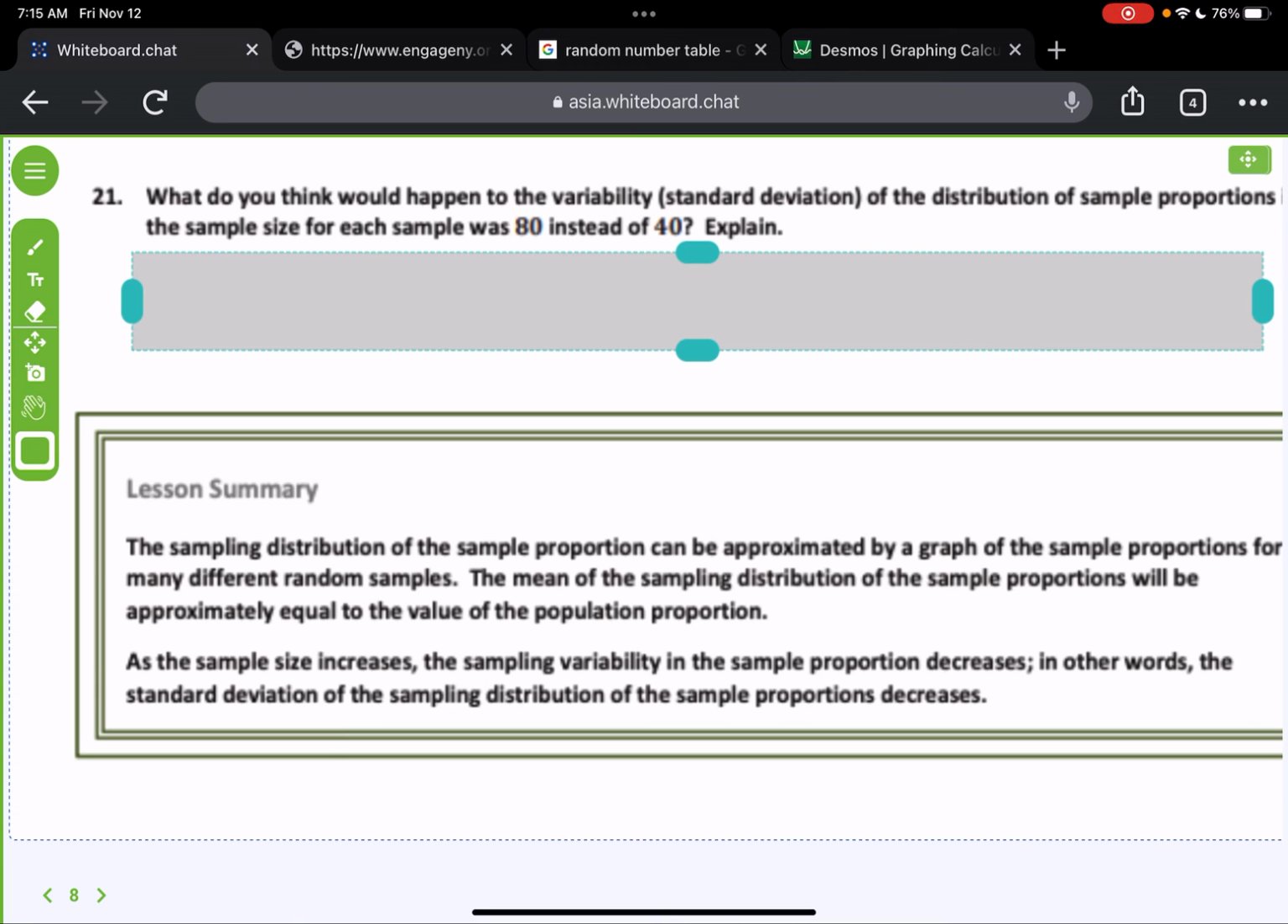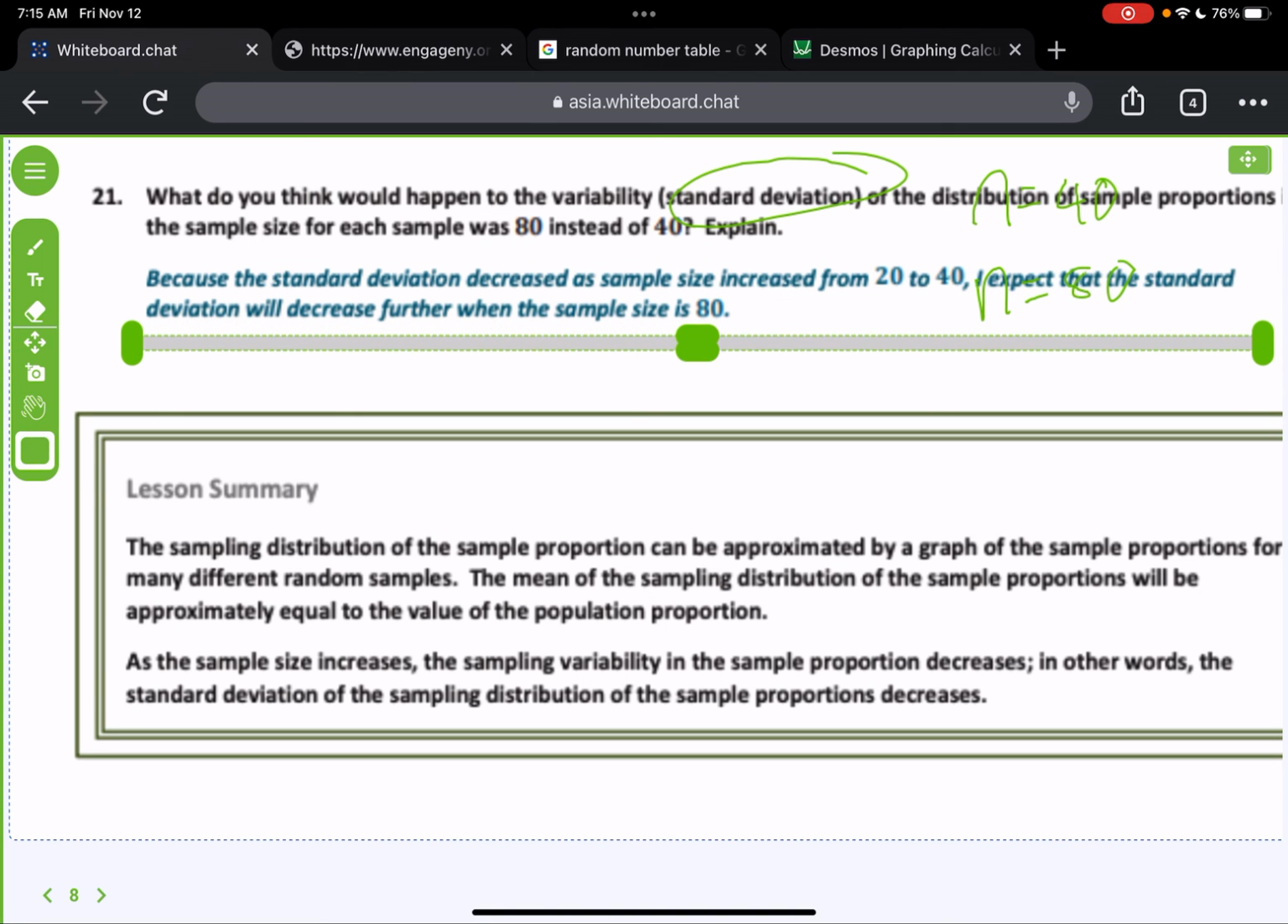What do you think would happen to the variability, the standard deviation, of the distribution of the sample proportions if the sample size of each sample was 80 instead of 40? So instead of n equals 40, now we're going to have n equals 80. What's going to happen? It should get smaller. It should decrease, because as sample size goes up, standard deviation or variability goes down.